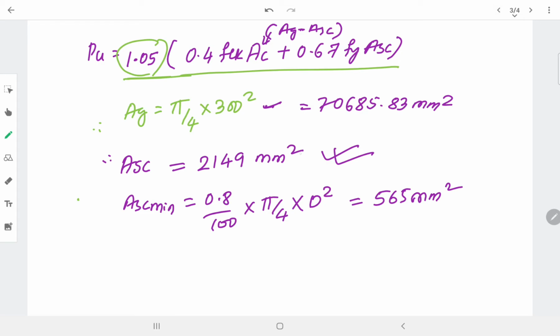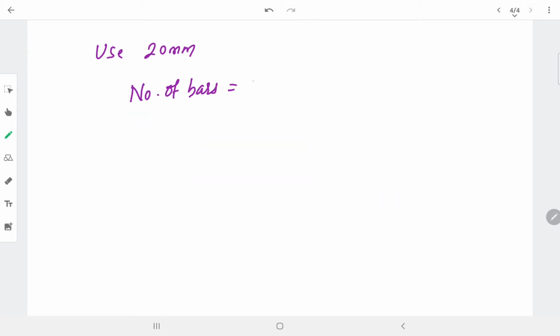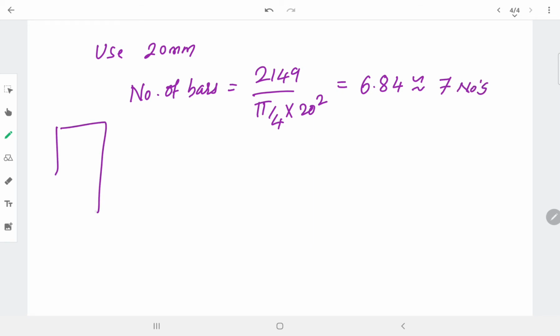So use 20 mm dia bars, and I'll be finding the number of bars. Here it is 2149 divided by the area of one bar, that is pi by 4 into 20 square. So it will be equal to 6.84. Here I am not supposed to take 8 as we have taken in the previous one, because in the last problem that was a rectangular column, so symmetry needed to be maintained.